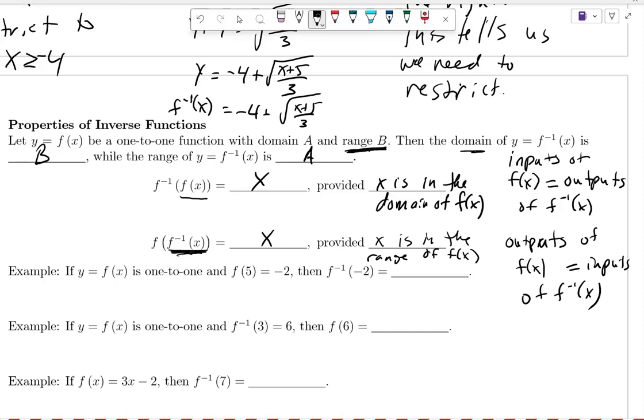Again, this property here is the whole point of doing inverses, right? You're trying to undo whatever the original function did. So if the original function was the squaring function, you want to do the square root function. If the original function was the cubing function, you do the cube root, right? All those things. That's the whole point of being an inverse. You're trying to undo whatever you did.